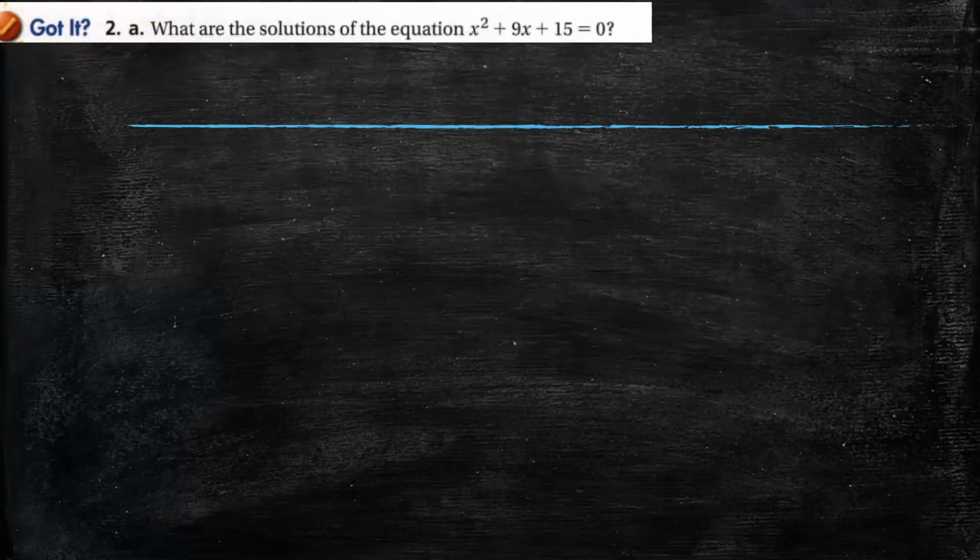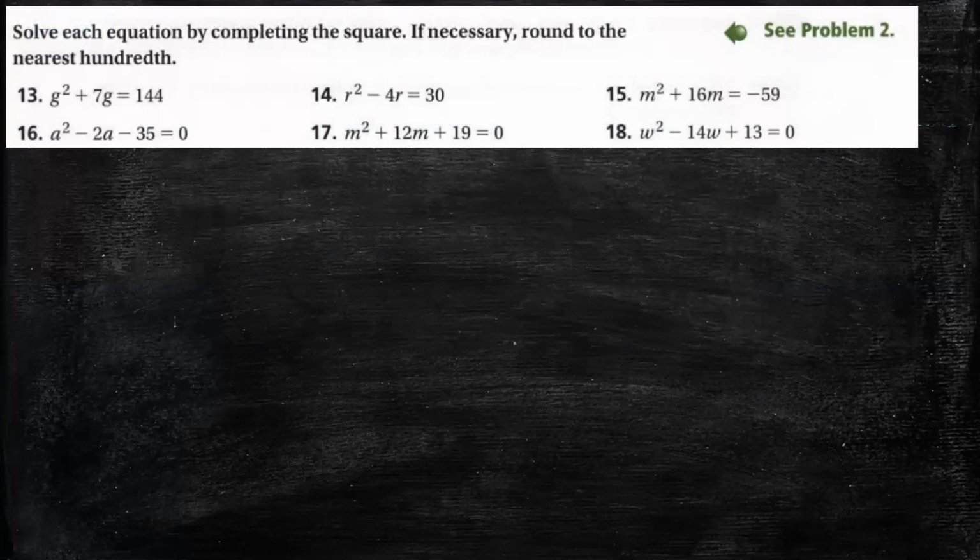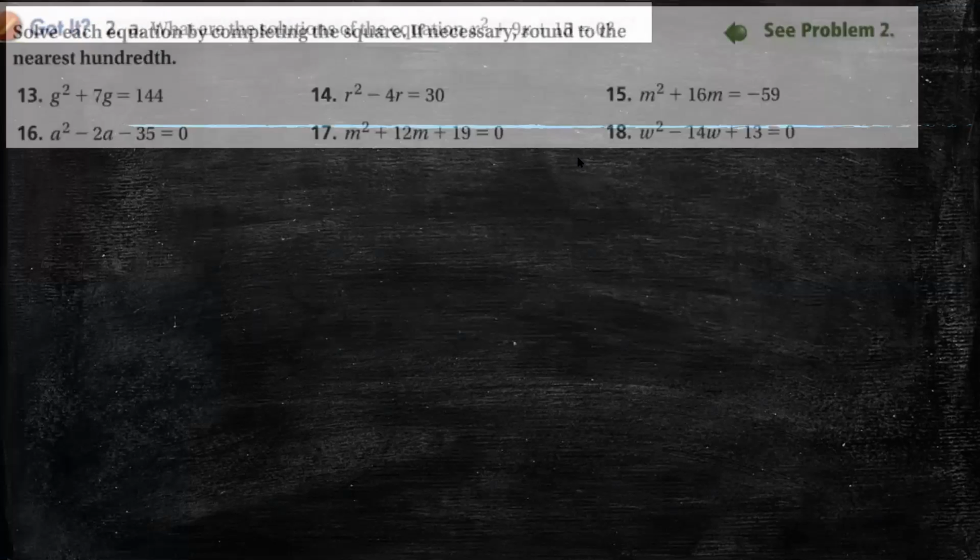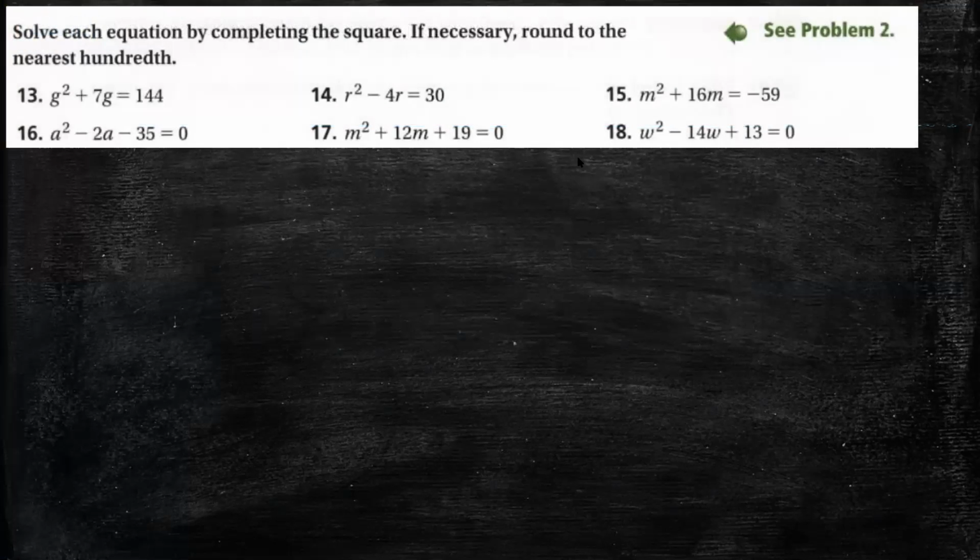And we solved some questions. We stopped here. Let's solve them now. I think we solved number 12 and number 15 here. We have m squared plus 16m equal negative 59.